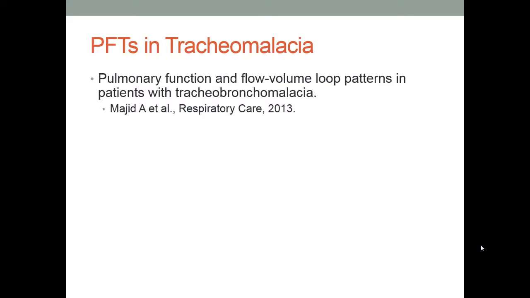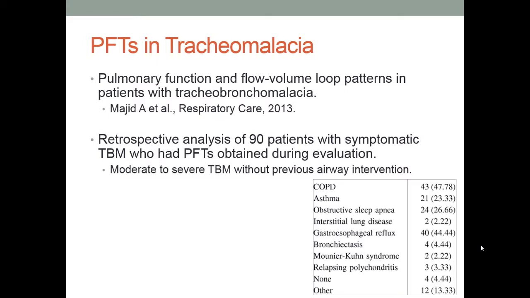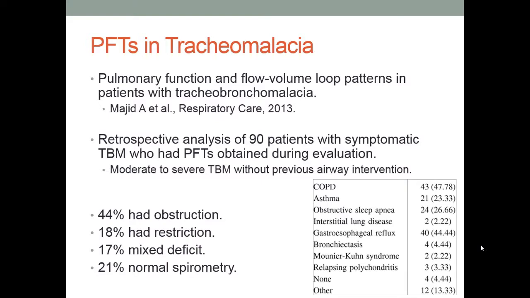So as far as PFTs, there was a study published in Respiratory Care in 2013 that tried to see whether there were any characteristic findings in patients with tracheomalacia. This was a retrospective analysis of 90 patients that were diagnosed with symptomatic tracheobronchomalacia on bronchoscopy with the typical symptoms who had PFTs obtained during their initial evaluation. They all had moderate to severe, so greater than 75% narrowing, without any previous airway interventions such as tracheostomy or stenting or anything else. A large proportion of the patients, as we're discussing, do have concurrent disease, COPD, asthma, OSA, or the like, and that was something they mentioned.